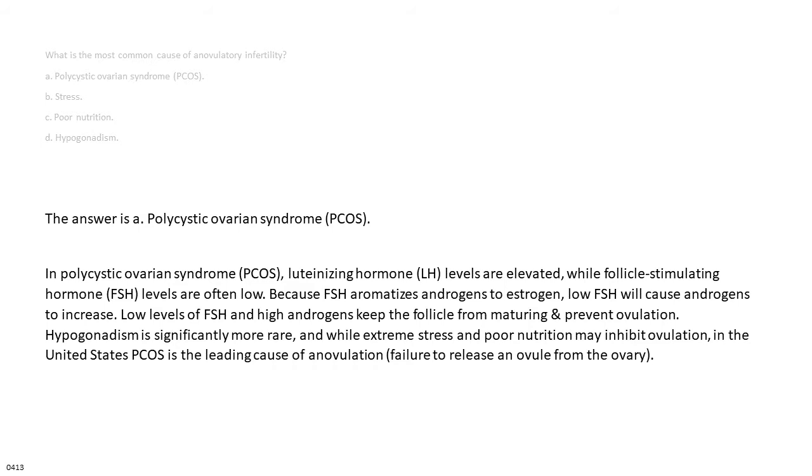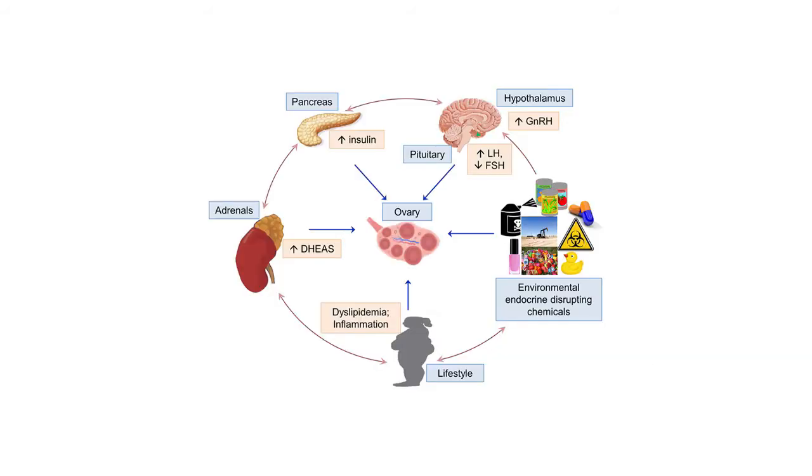Hypogonadism is significantly more rare, and while extreme stress and poor nutrition may inhibit ovulation, in the United States PCOS is the leading cause of anovulation, failure to release an ovule from the ovary.